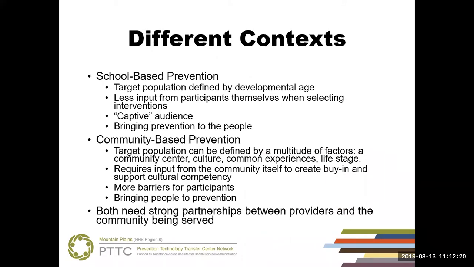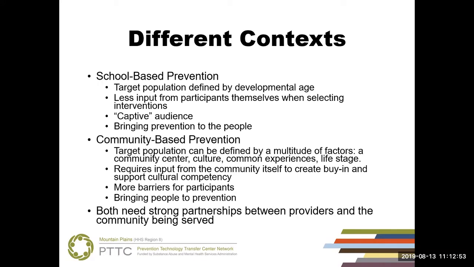So planning for evidence-based universal prevention in the school and community context can be different. In schools, the target population is really defined by developmental age. The interventions target youth at a specific developmental stage with the skills that are relevant for that age group. So there's often less input from participants themselves about what those interventions are. Those are really determined by parents, school counselors, school administration, and the provider.